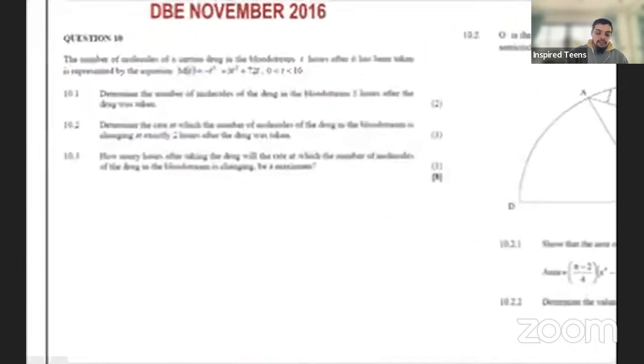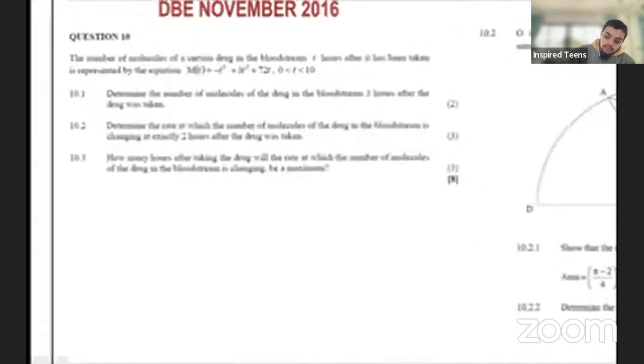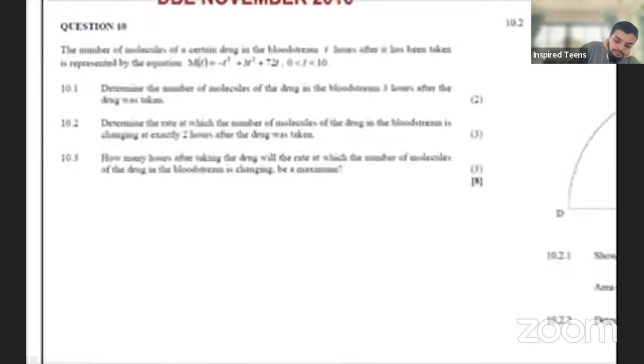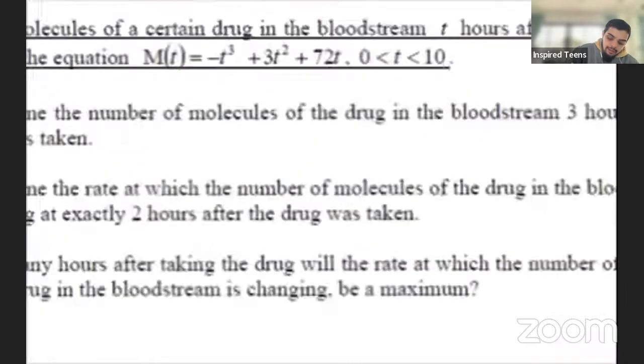Let's have a look at some questions. November 2016 question, right? Let's read this. The number of molecules of a certain drug in a bloodstream T hours after it has been taken is represented by the equation M(T). Okay, so this M(T) is basically saying M is a function of T.